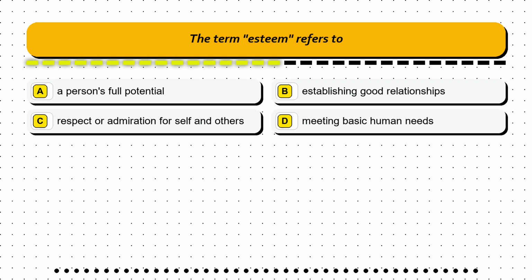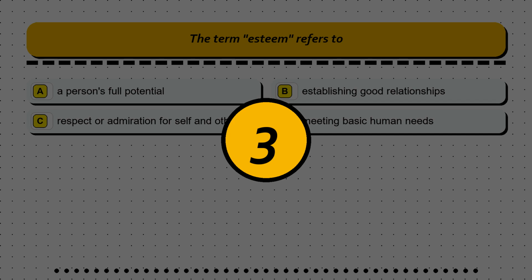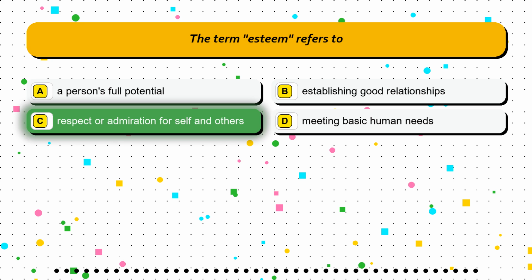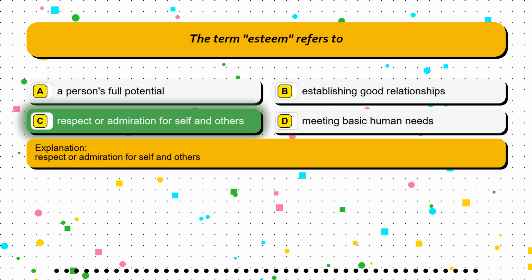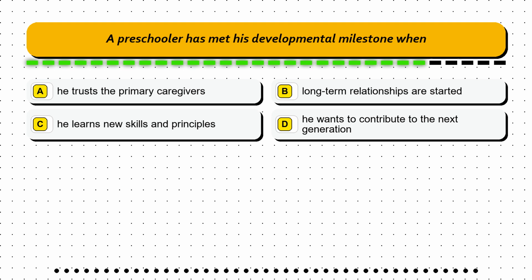Option B, establishing good relationships. Option C, respect or admiration for self and others. Option D, meeting basic human needs. The correct answer is option C, respect or admiration for self and others. Question 42. A preschooler has met his developmental milestone when: option A, he trusts the primary caregivers.